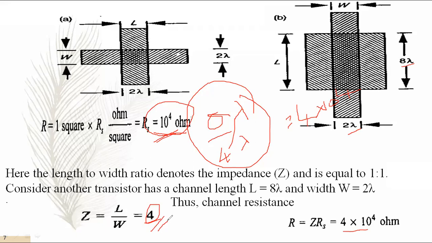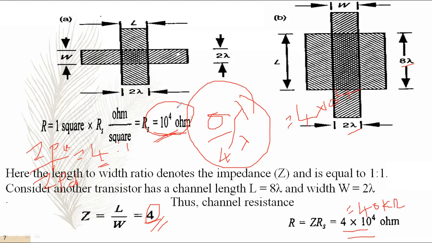In ZPU by ZPD, we have already derived ZPU to ZPD, one inverter driven by another inverter. The ratio is 4:1, and we are going to use this. That 4 value is 4 into 10 to the power of 4, which can be written as 40 kilo ohms.